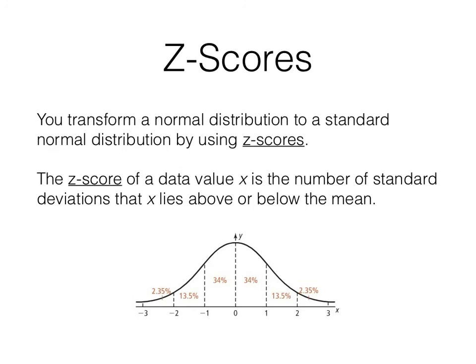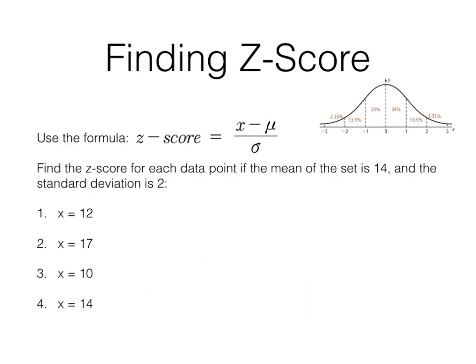Finally, a z-score. You transform a normal distribution to a standard normal distribution using z-scores. You can say that a value is 1 or 2 or 3 z-scores above the mean, or 1 or 2 or 3 z-scores below the mean. It's the number of standard deviations that x lies above or below the mean, and it's all about where it falls in here. So if we know what the mean is, above or below, and how far above or below, use this formula. Z-score is equal to the data value in question minus the mean, divided by the standard deviation.